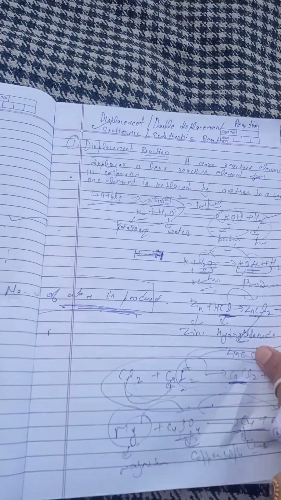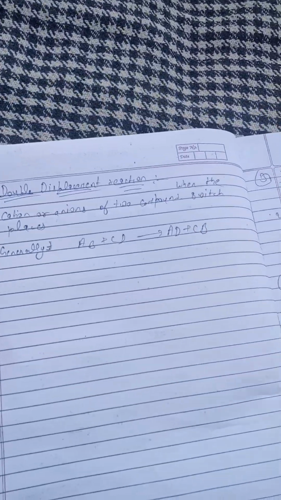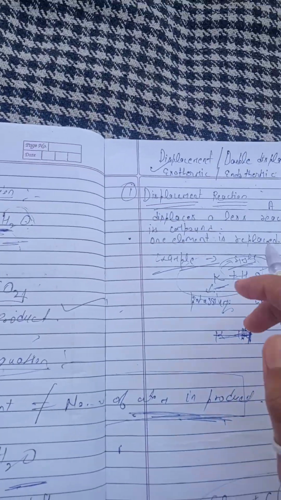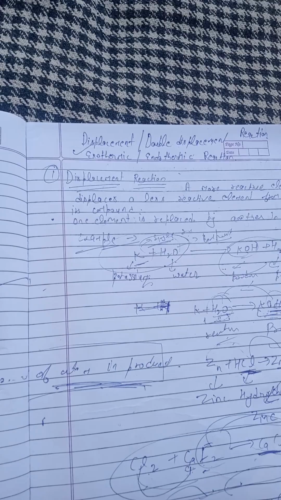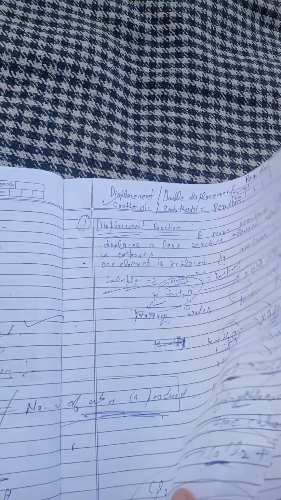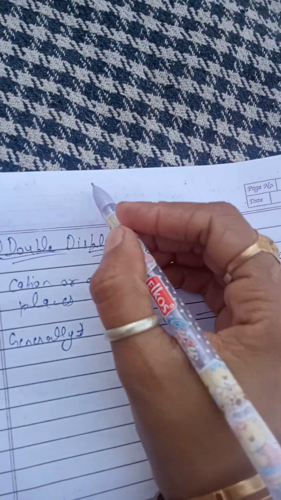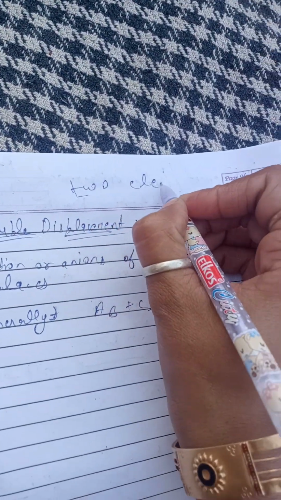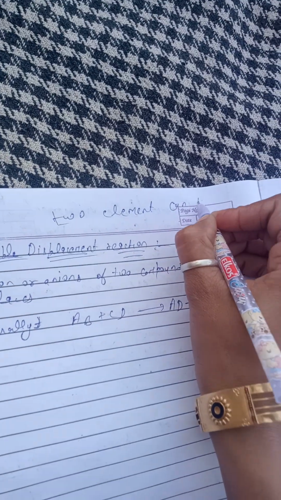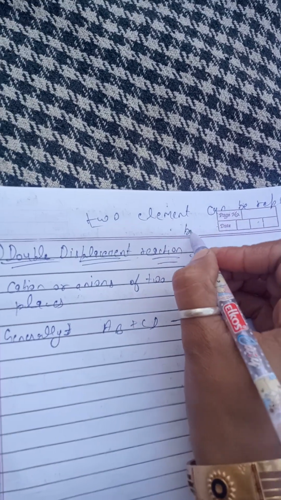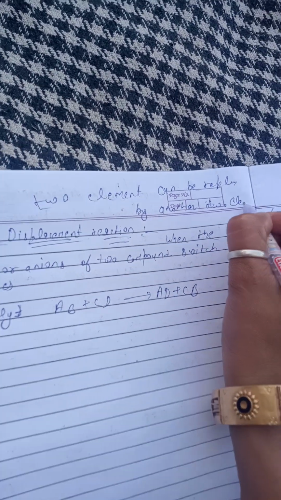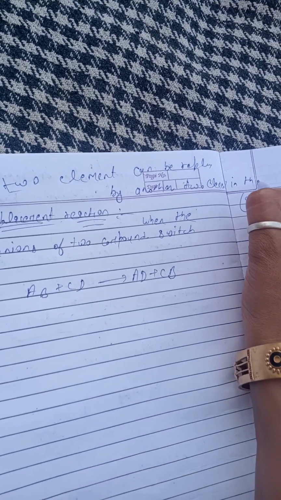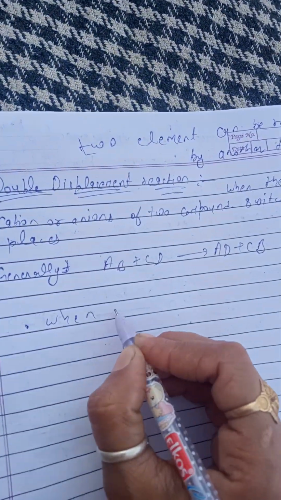Now here we will discuss the double displacement reaction. In the displacement reaction only one element is replaced by another element, and in the double displacement reaction two elements can be replaced by another two elements in the product.